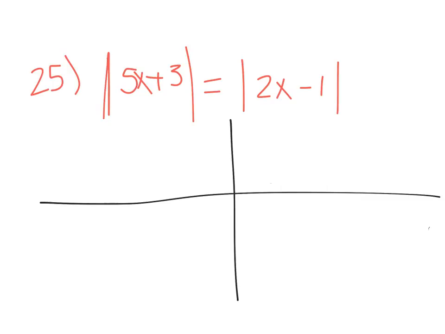The first one, and this one will make sense, is that 5x plus 3 should equal 2x minus 1. We're saying what's inside should equal what's inside. That would make sense. In order for these two things to be the same, 5x plus 3 should equal 2x minus 1. Well, normally, if we didn't have an absolute value symbol over here, what would our next option be?